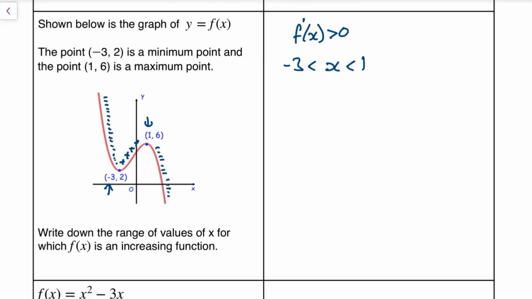Now, could you include 1 and minus 3? You could. It's a bit of a debate between maths teachers, and to be honest, you don't need to care about that. The point is it is between the values of minus 3 and 1.